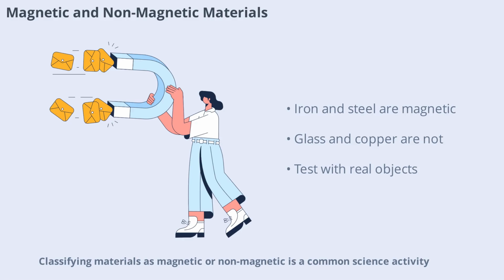Classifying materials as magnetic or non-magnetic is a common science activity. Magnetic materials like iron and steel are attracted to magnets, while non-magnetic materials such as glass and copper are not. Understanding this classification helps you answer questions and perform experiments accurately. Practice testing different materials to reinforce your knowledge and be ready to explain your reasoning in exams.